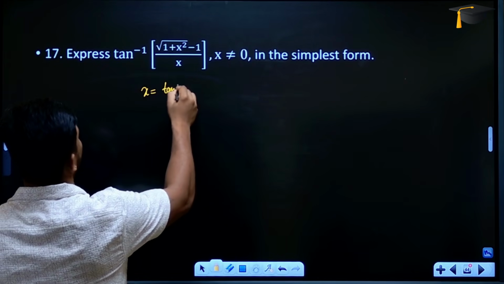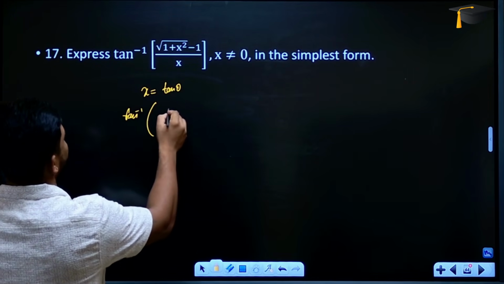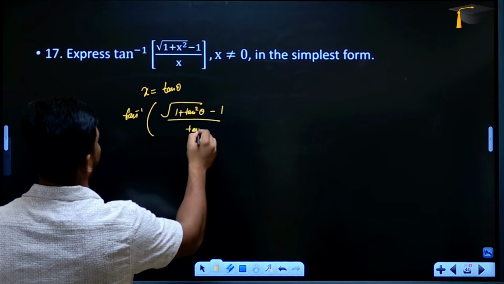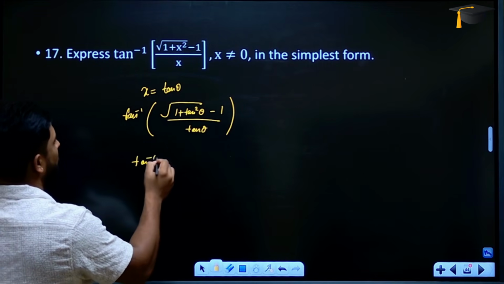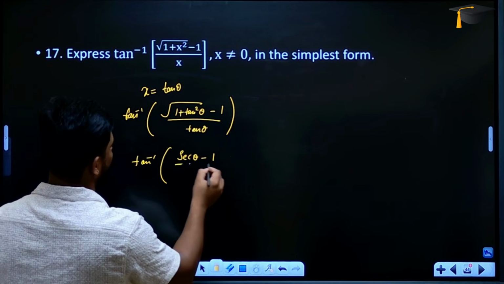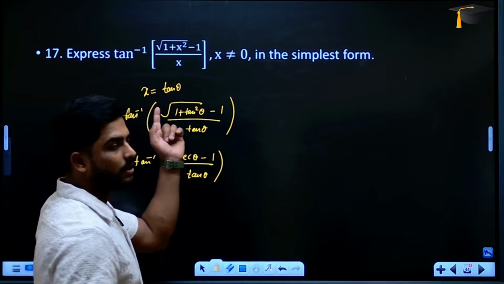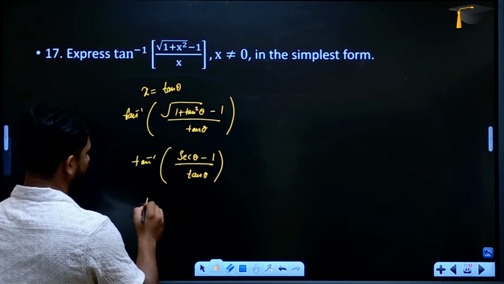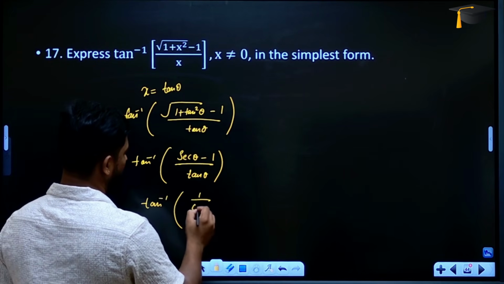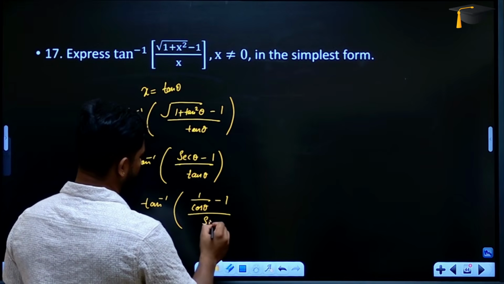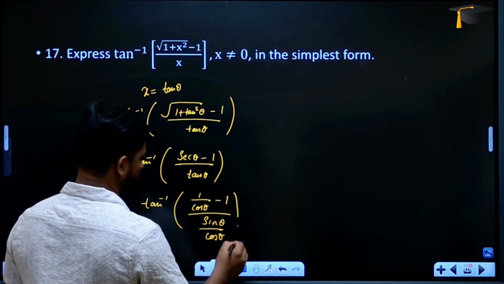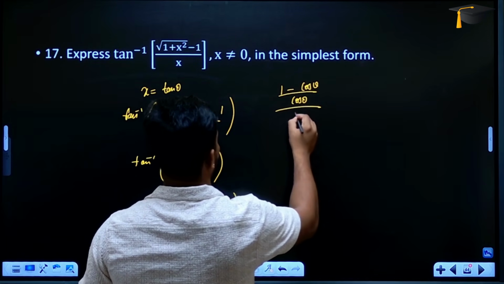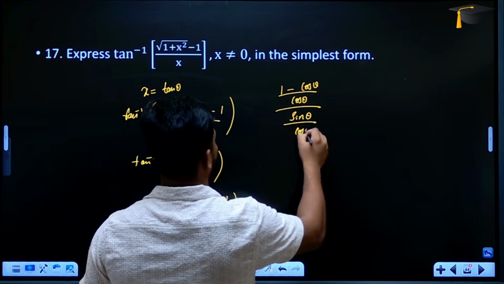So x is equal to tan theta. So tan inverse of root 1 plus tan square theta minus 1 divided by tan theta. So tan inverse of secant theta minus 1 divided by tan theta. We know that square root of 1 plus tan square theta is nothing but secant square theta. Square and the root get cancelled out. So now let's write in terms of sin and cos. Tan inverse of 1 by cos theta minus 1 divided by sin theta by cos theta. So 1 minus cos theta by cos theta whole divided by sin theta by cos theta.